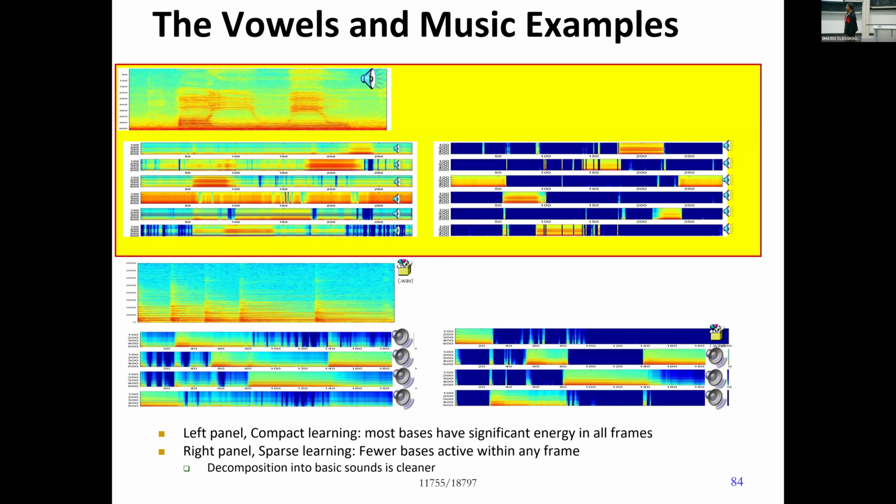And how does this work on real data? I'm not going to play the sound. The picture on the left is the reconstruction we got when I didn't impose sparsity constraints. The picture on the right is when I impose the sparsity constraint. And as you can see, it actually identifies the exact location in the recording where each of these sounds is produced. So also for the music.